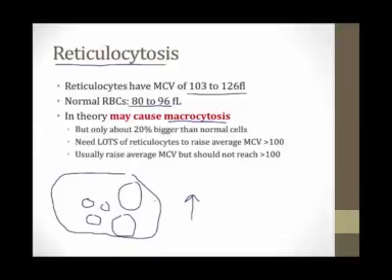Now, you should be aware that many experts doubt that this ever actually occurs in clinical practice. The reason is because reticulocytes are only about 20% bigger than normal cells. So if you do the math, you would need lots of reticulocytes to raise the average MCV to greater than 100. What actually happens in clinical practice is that the reticulocytes raise the average MCV slightly, but they don't raise it so much that it becomes greater than 100 and gives the appearance of a macrocytic anemia. But nevertheless, reticulocytosis is listed in many textbooks as a cause of a macrocytic anemia. And that concludes our module on other anemias.